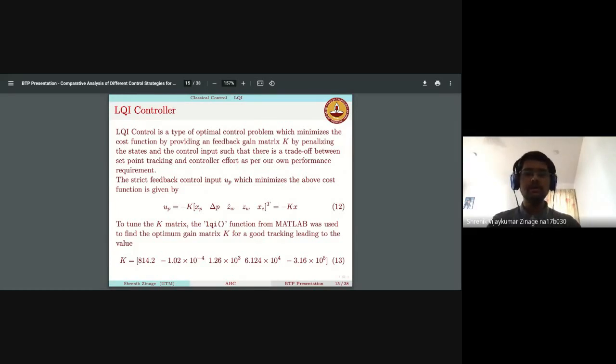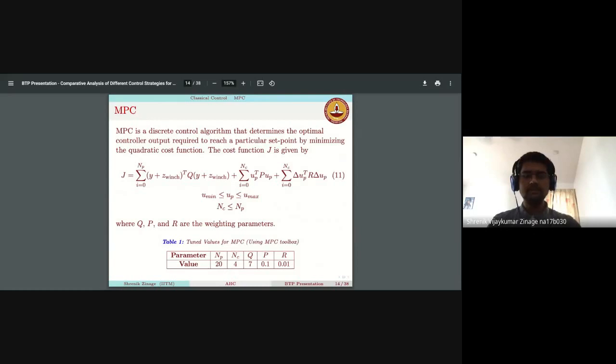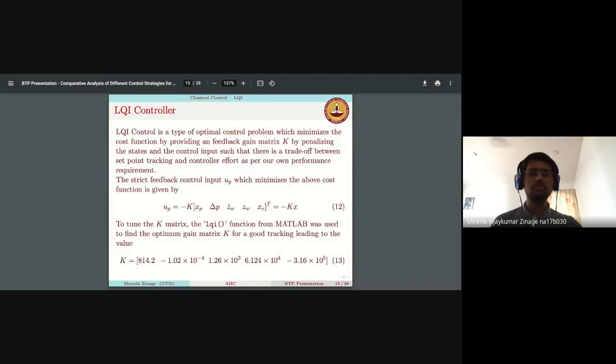Okay, the J over here would be not this 11, but something rather different. The difference between LQI's J is that it won't be Y plus Z winch. It would rather be the states of the system. It's like saying X transpose times Q times X plus summation of U times P times U would be the cost function for the LQI control case. So our task over here is to find the gain matrix K such that this cost function is minimized.